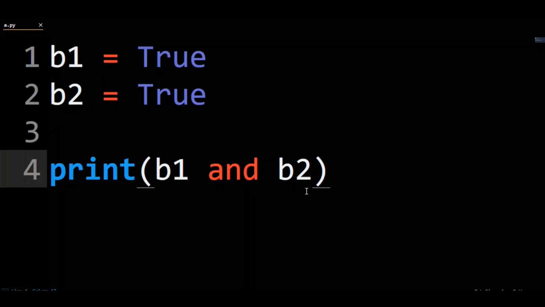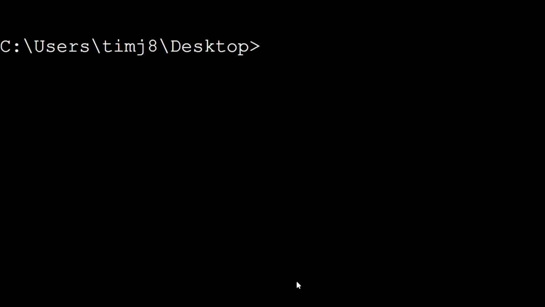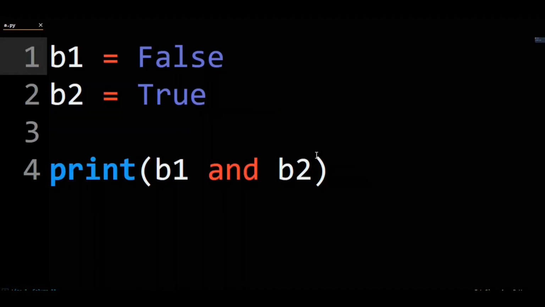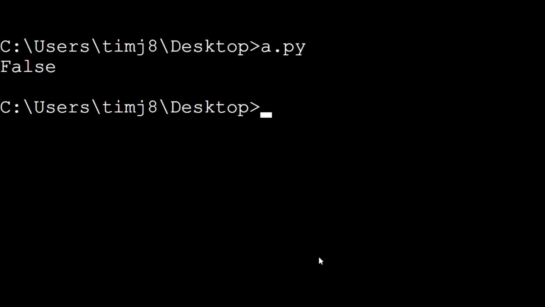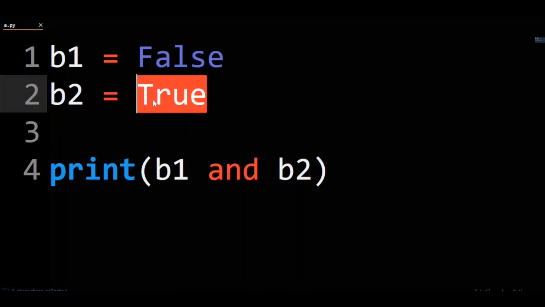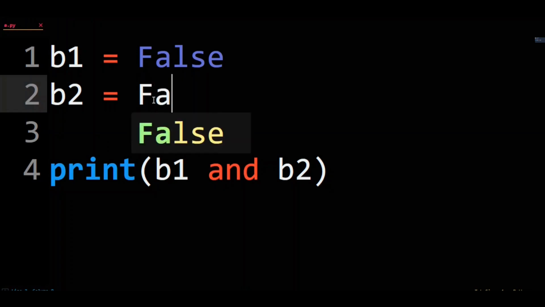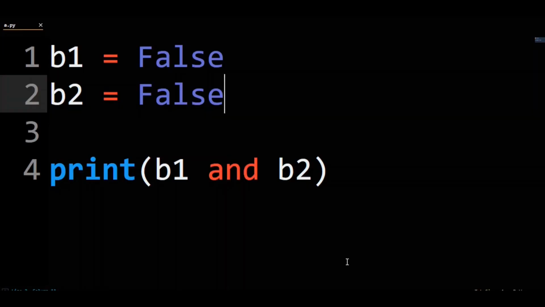Let's change B1 to be false and see what happens. If we run this code, you'll see that results in false. Let's flip the order to see if that makes a difference. If we run this code, you'll see that results in false as well. Finally, let's make them both false. Running this code, you will see that results in false. In Python, AND only results in true when both operands are true.